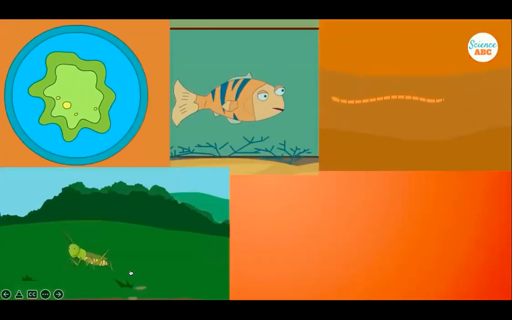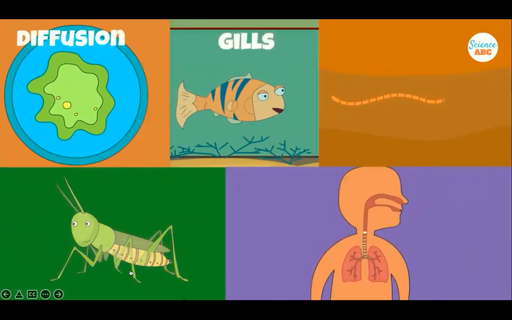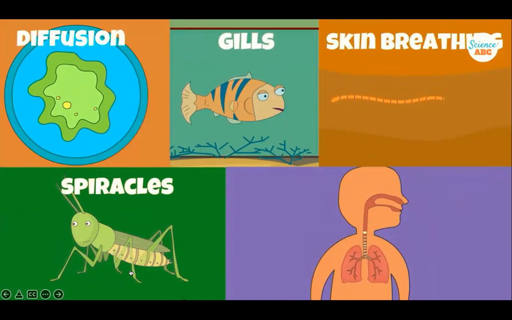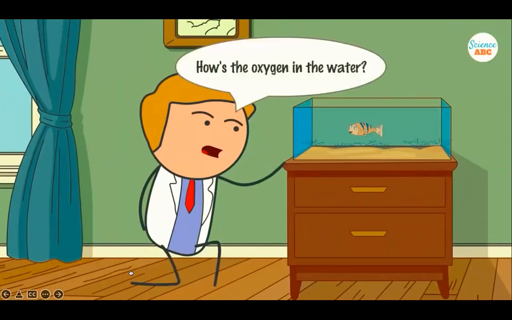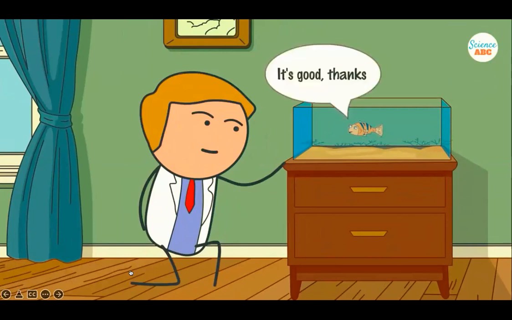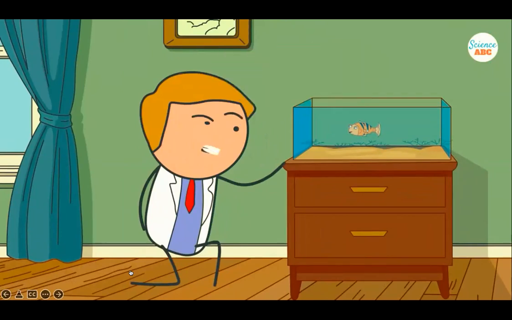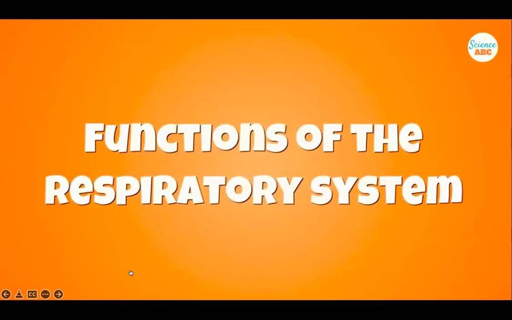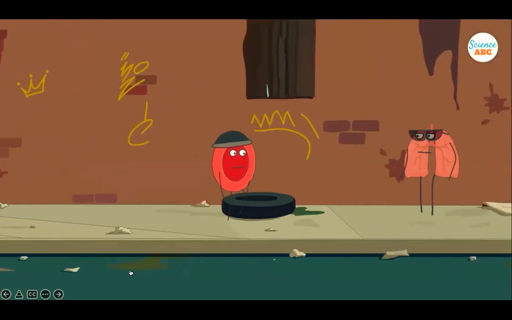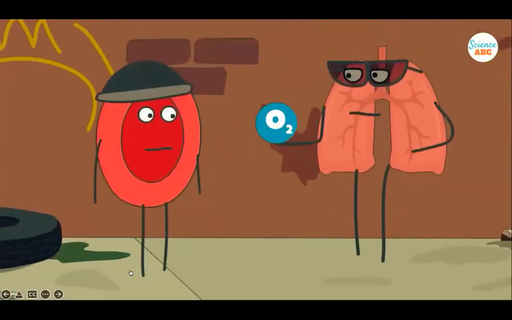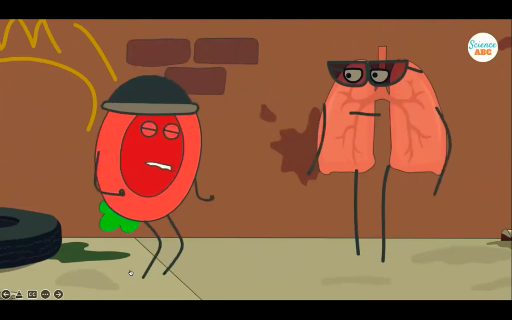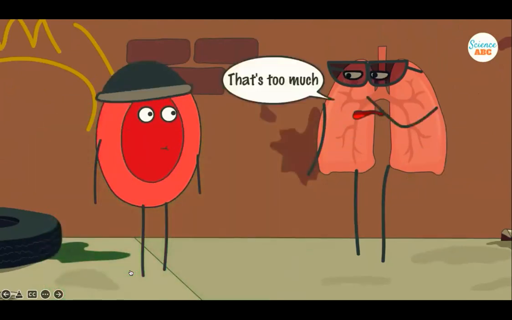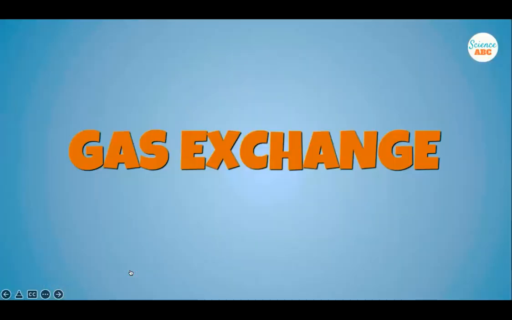Nature is filled with many versions of respiratory systems: diffusion, gills, skin breathing, spiracles, and of course, lungs. These systems are all adapted to different environments and modes of living. In this video, we'll mainly look at the human respiratory system, but many fundamental functions of our respiratory system can be applied to other life forms as well. The respiratory system has many functions, as you might expect. First of all, the respiratory system doesn't just supply the body with fresh oxygen. Just as you might exchange something old for something new, your body takes in oxygen while also expelling a waste product produced by the cells called carbon dioxide. This is called gas exchange.